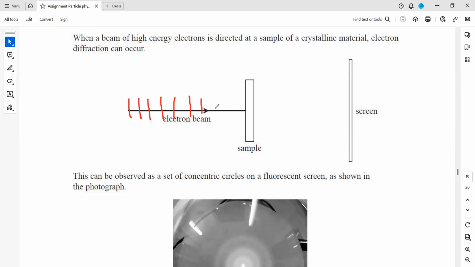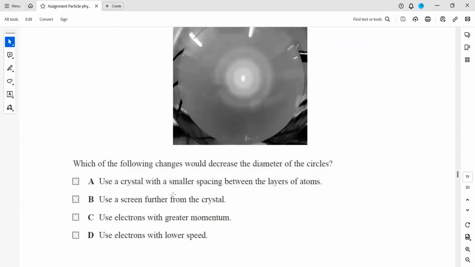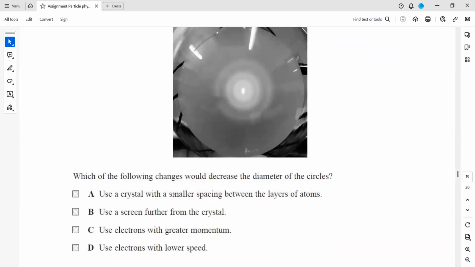And these examples are the wave fronts. So when it passes through, diffraction happens. And why does the diffraction happen? The wavelength associated with this beam of electrons matches the spacing between the particles. That's why the diffraction pattern is observed. This can be observed as a set of concentric circles on the fluorescent screen. Which of the following changes would decrease the diameter of the circle?